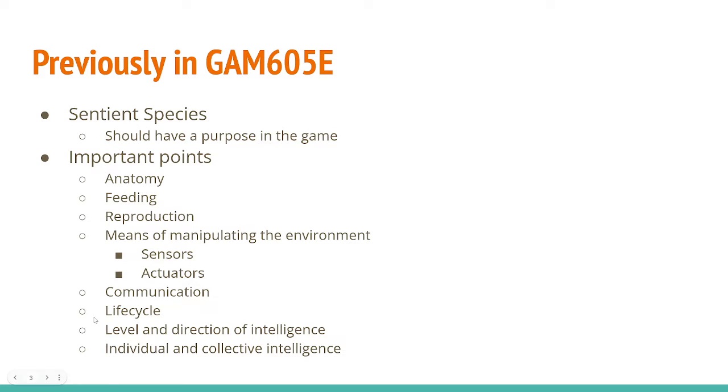Life cycle: how long do they live? Do they go through any metamorphosis? How do they care for their young, which we will see very thoroughly today? And their level and direction of intelligence. How intelligent are they? In what areas of intelligence are they more capable than the others? What is their individual intelligence and what is their collective intelligence? And we talked about how an individual might be intelligent, but a society can have a hive mind reaction.